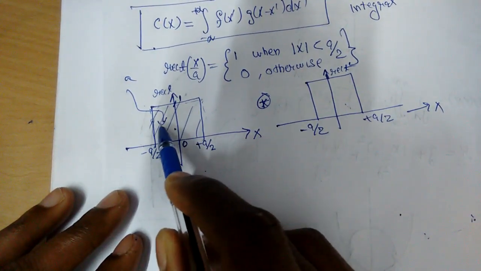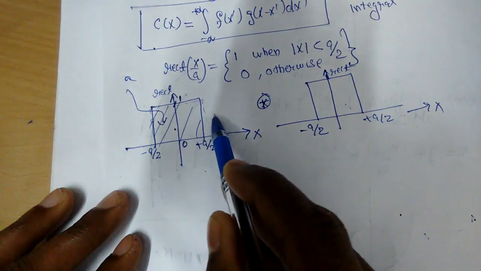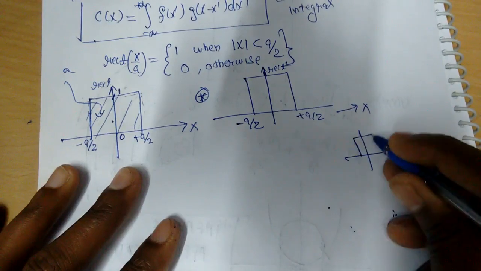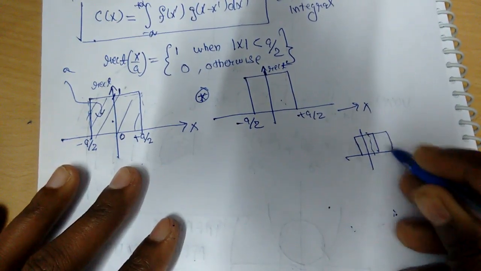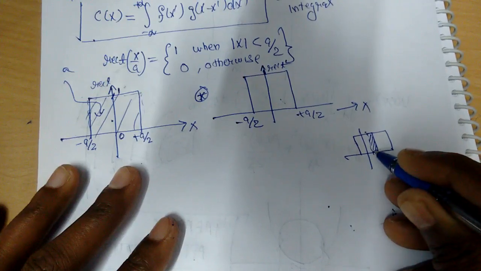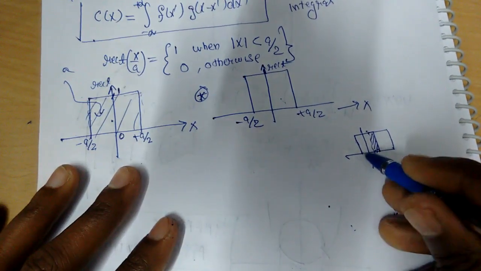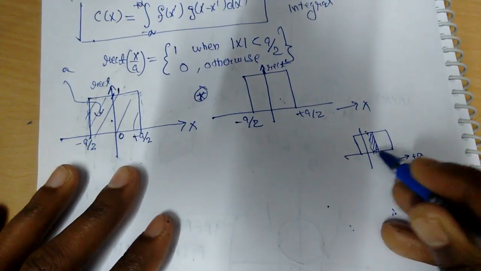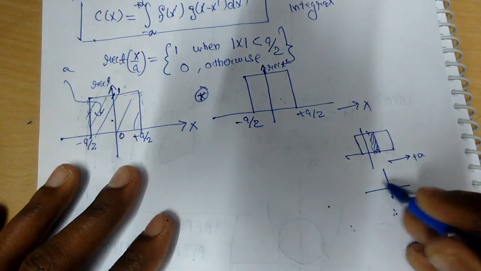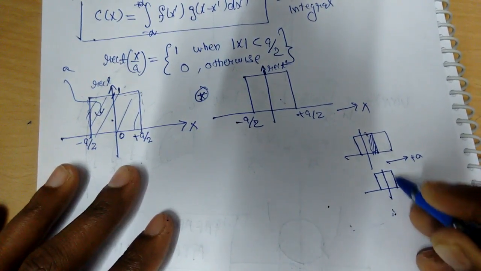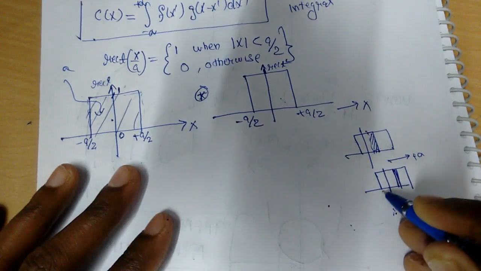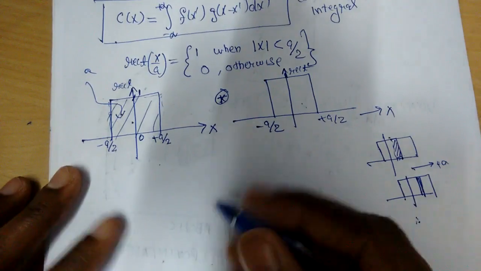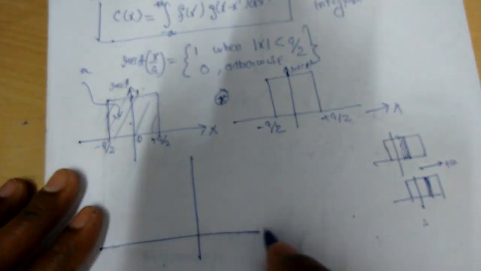So when you start shifting this rect towards the right side, the area of overlap will start decreasing. Let me draw. If you have the first rect and you start shifting the second rect, the area of overlap will be decreasing, and it will be zero when the shift along the x-axis will be A, because you are going from this point to this point. So what will be the situation in this case? This will be the first rect and this will be the second rect here. So the shift from this point to this point will be A. So the final convolution will be looking like that.